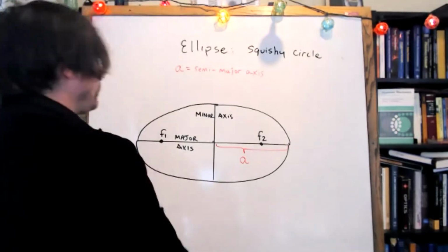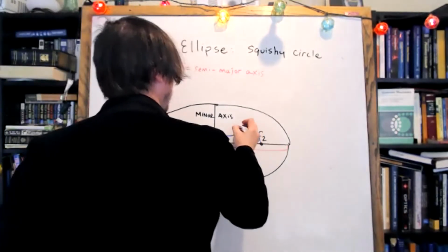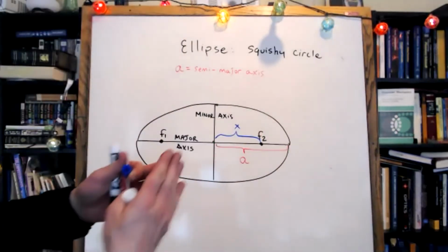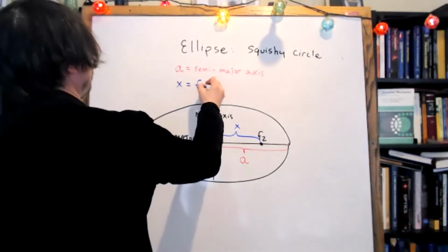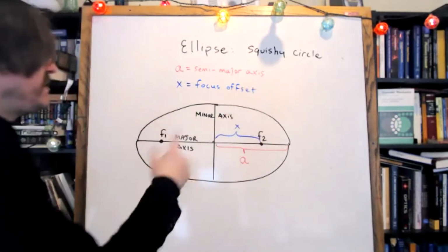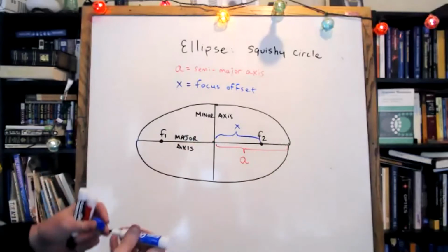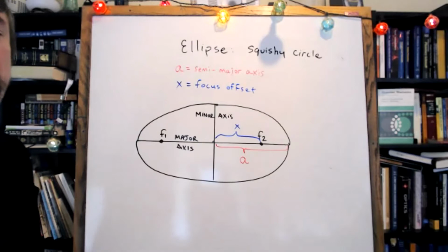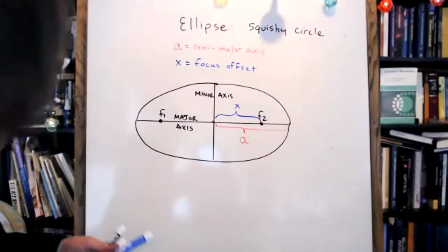The distance from the center to the focus point on either side, I use the variable x, and it's called the focus offset or something like that. For different ellipses, the focus offset changes, and that's what makes ellipses different shapes and so forth. Next class, we'll work on this a little more so you'll have more time to understand it.